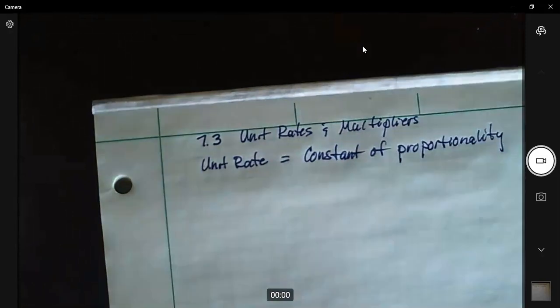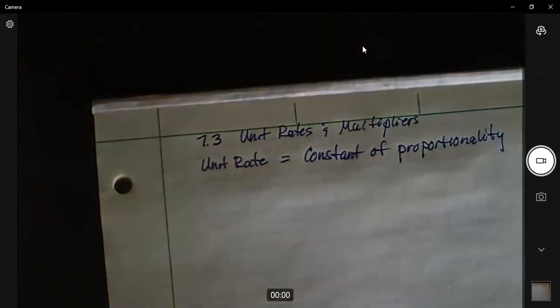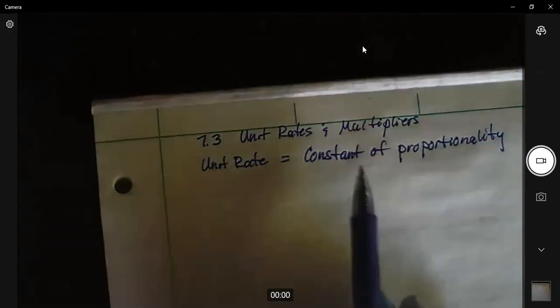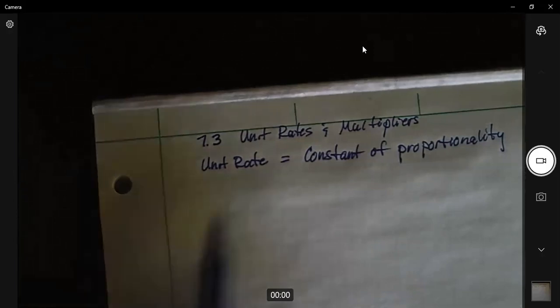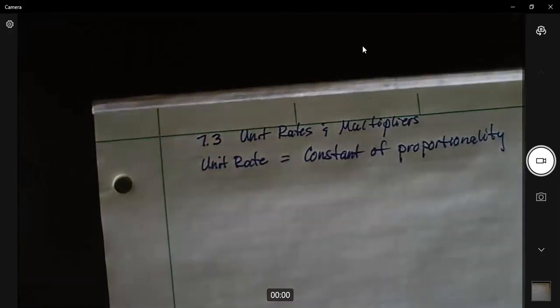Now, in 7.4, we're going to talk about the constant of proportionality, and it's the same thing as a unit rate. So I'll connect that a little bit more in 7.4 when we talk about that. But let's focus right now on just the unit rate.